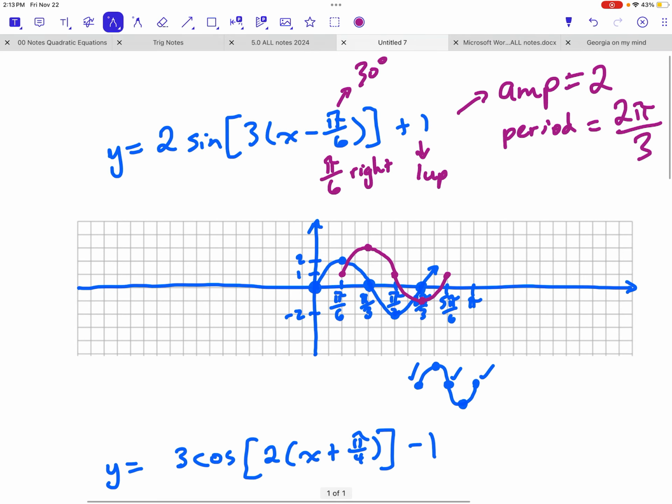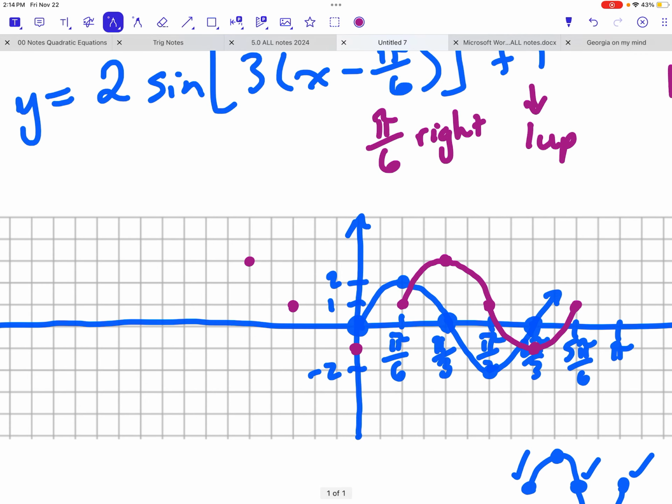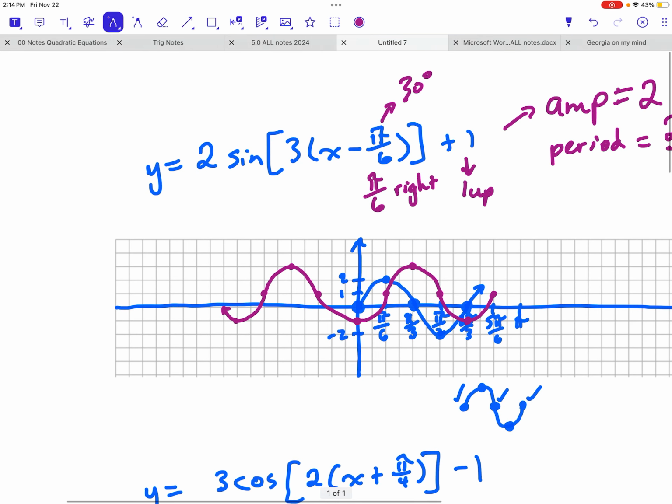And then I'm supposed to, usually I ask you to draw for 2 cycles or something like that. So we're just going to continue this pattern. So you can see for every 2 units we move over, this graph makes a move. So right here, it would be at a minimum. Right here, it would be back at its equilibrium. 2 over would be at its max, then its equilibrium, then its minimum. There we go. And that's our graph of y equals 2 sine bracket 3 bracket x minus pi over 6 plus 1.